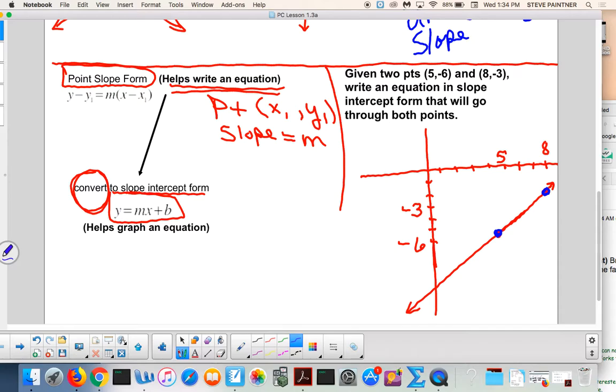What do you need to know to write equations? A slope. You got to know the slope of that line. What else do you have to know? A point. Just one. Well, you have how many? 2. You don't need 2. You just need 1. Okay. But to get the slope off of this line, how can I do it?